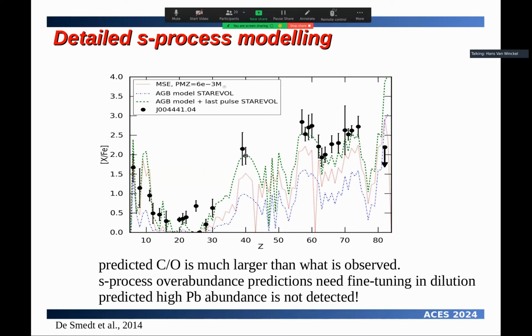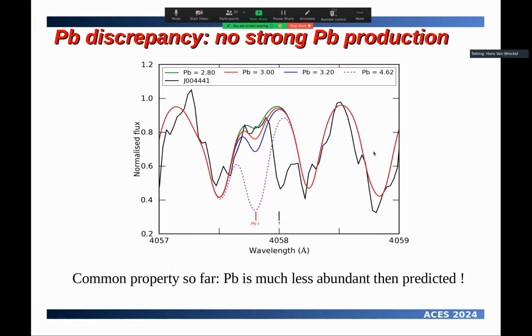So this is the light S process peak, this is the heavy S process peak, and the green one is the model that fits best and fits quite well. But for lead you see a huge difference between what is predicted by the models and what is determined by the spectra. This is the spectral region. Lead is a bit of a difficult element because it's only a few lines, only a few lines in the blue. The spectrum is black, the best fitting model is green in this case, and this pink line is the spectrum that you would expect if the lead was as abundant as the models predict.